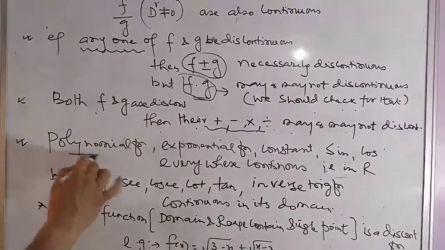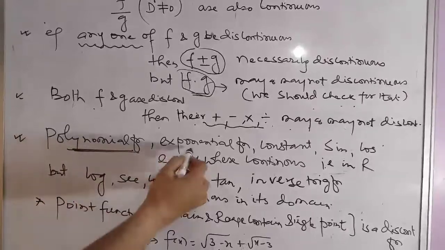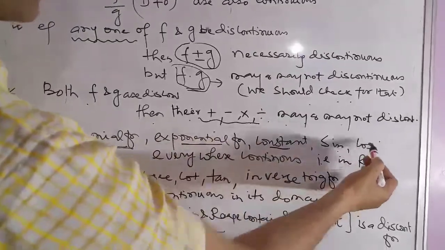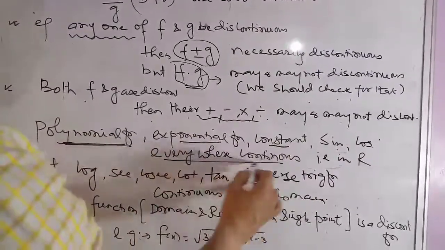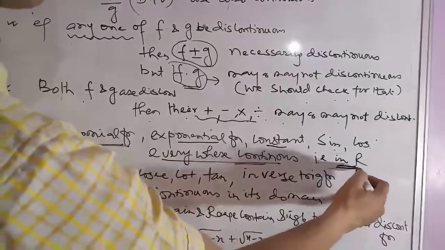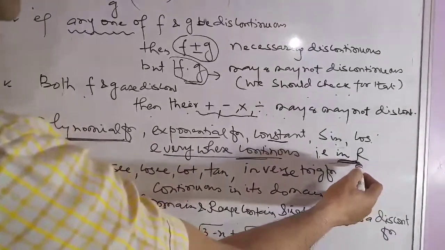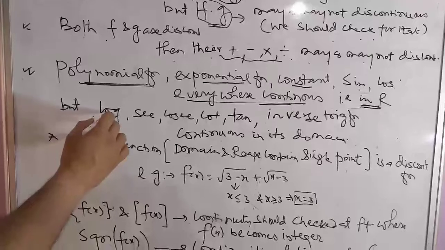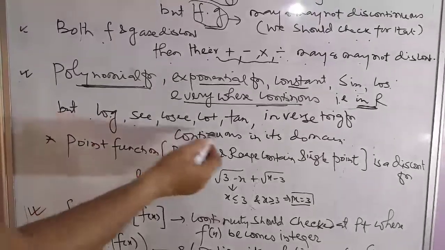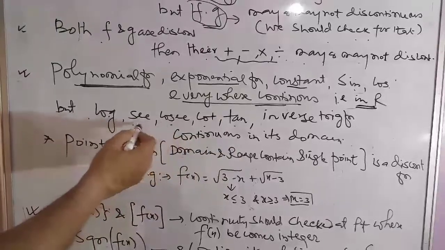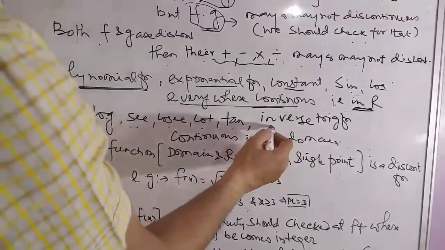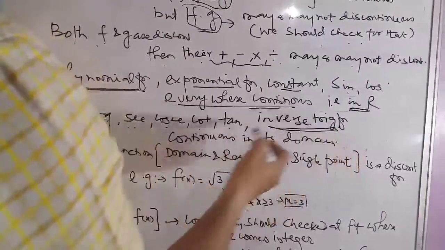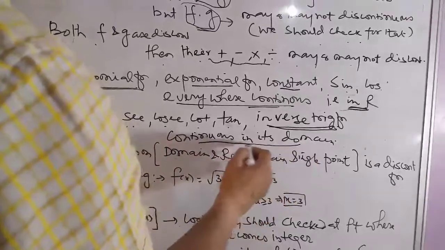Next, polynomial function, exponential function, constant function f(x) equal to k, sine function and cosine function are everywhere continuous. Everywhere continuous means continuous in the whole real number system, R, minus infinity to plus infinity. But some functions are continuous in their domain, like logarithmic function, tan function, cot function, cosec function, sec function. All six inverse trigonometrical functions, sine inverse, cos inverse, tan inverse, cot inverse, sec inverse, cosec inverse, are continuous in their domain.